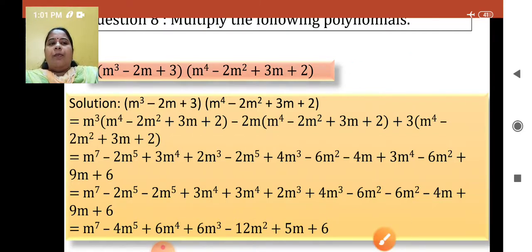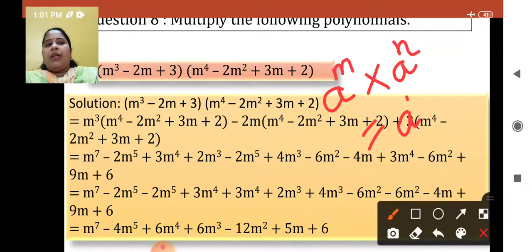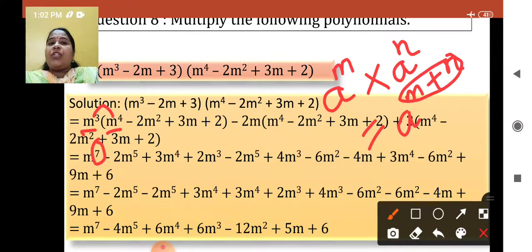Why is that wrong? Because in this case we have to use laws of indices. That is, a raised to m into a raised to n is equal to a raised to m plus n. We have to add the index. We don't have to multiply it. So m cube means a raised to m, and m raised to 4 is a raised to n. Now when you multiply this, do not multiply 3 into 4. In fact, you add the index. So you will get 3 plus 4, that is 7. That is the reason it is written as m raised to 7.